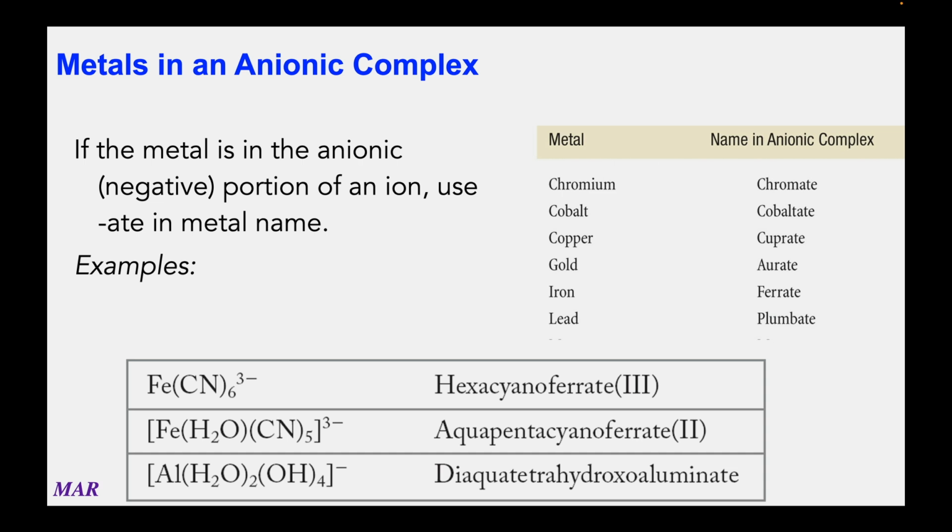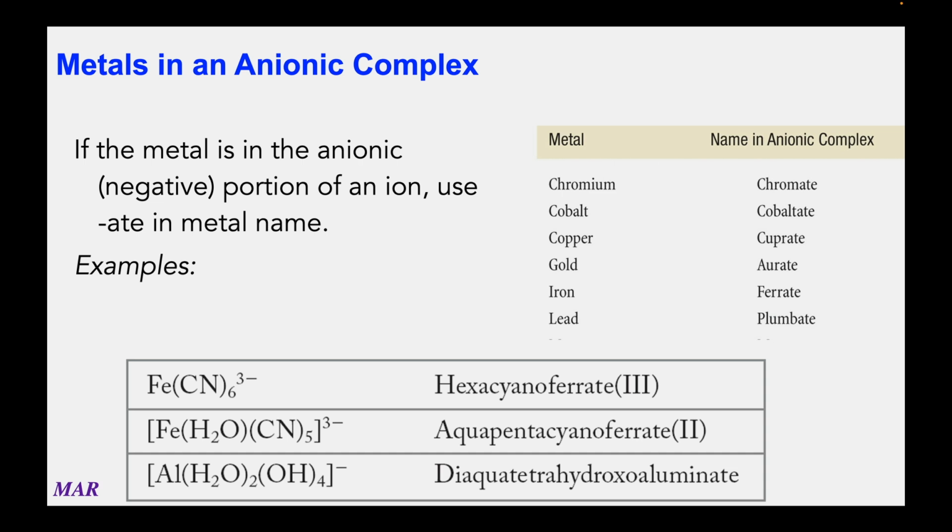Now notice that all of those formulas are anions. They all have an overall negative charge. So notice how the iron in the first one is called ferrate. The iron in the second one is ferrate, and the aluminum in the third one, aluminate is how sometimes people pronounce it, or illuminate.